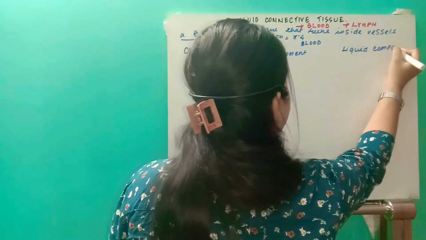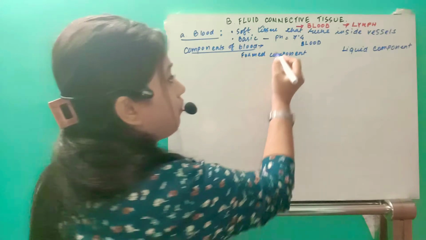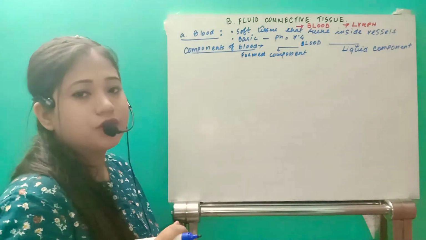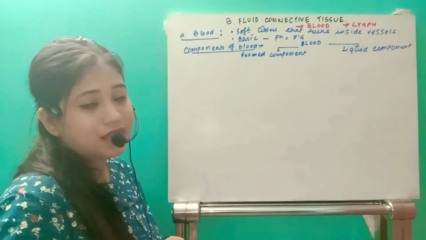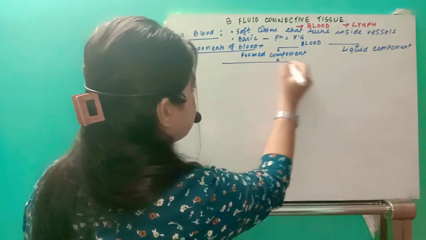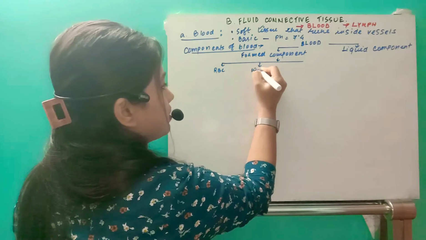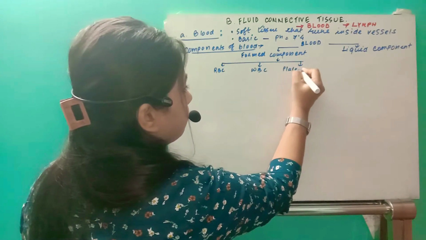The liquid component will be known as the plasma. And what is the formed component made up of? The formed component will be of three types. Basically, they are the cells. How many cells are present in the blood? There are three types of cells. What are they? First one is RBC, second one is WBC, and the third one is platelet.